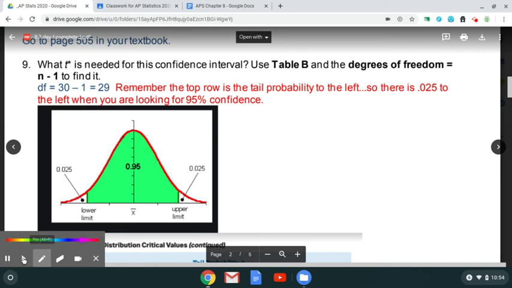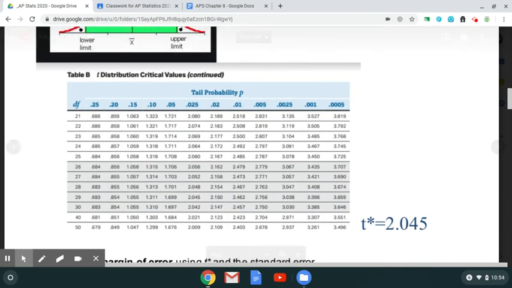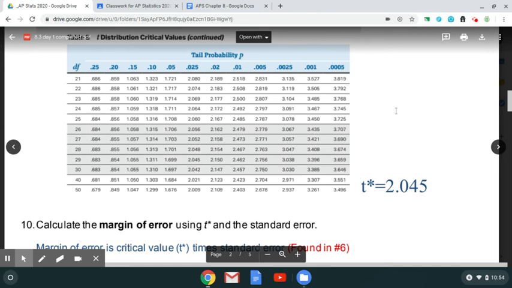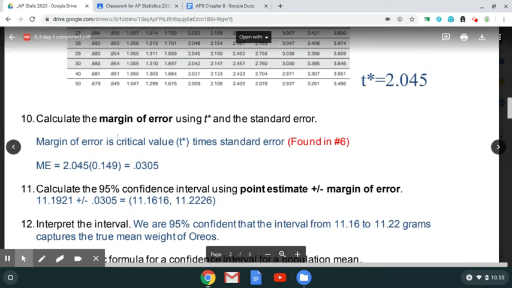And there's a picture of what I just told you. Okay, so there's a picture about the tail probabilities and why we use 0.025. So, and there is the picture, 2.045. So now let's calculate the margin of error using our t star and the standard error.